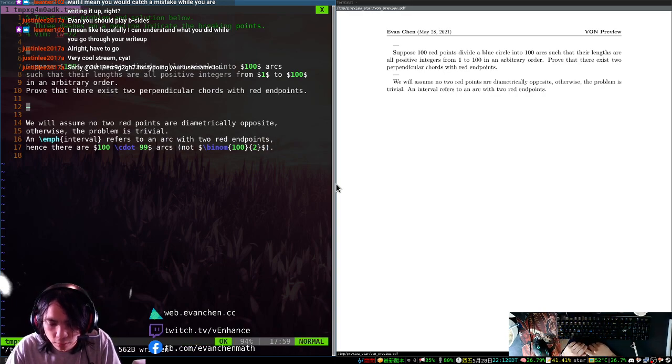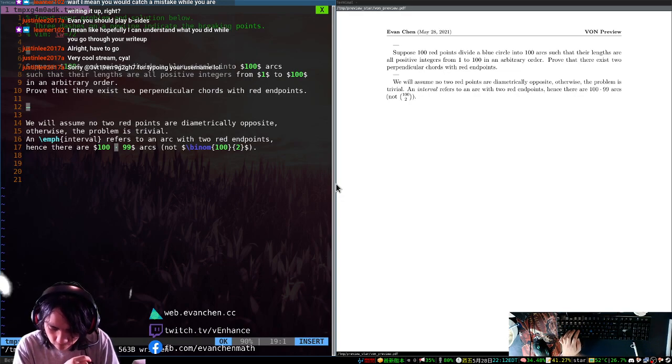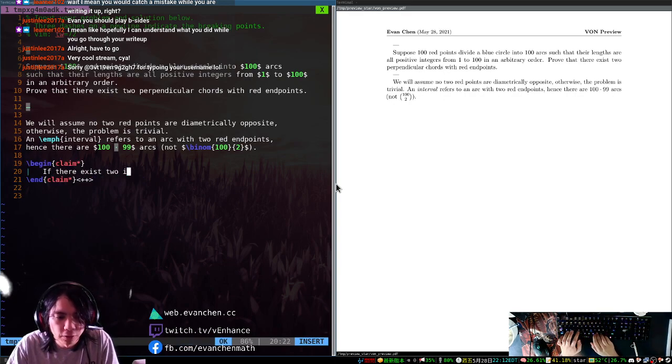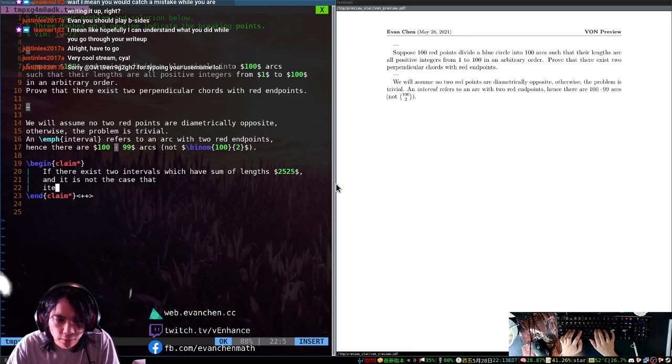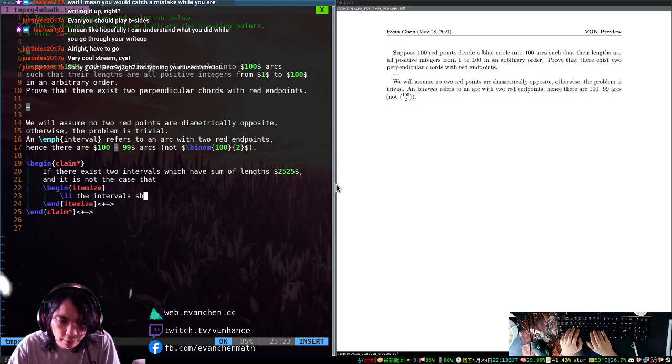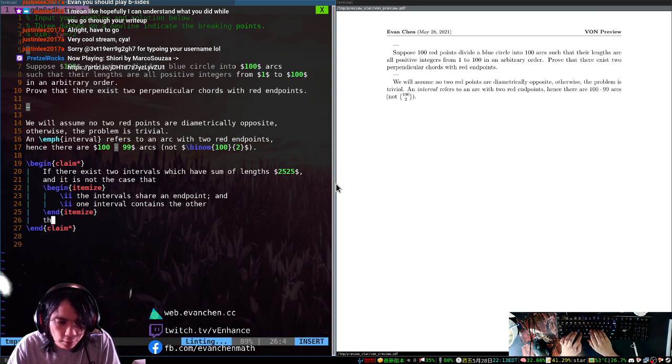That's true, right? Yeah. Claim: if there exist two intervals which have sum of lengths 25, 25, and it is not the case that the intervals share an endpoint, or one interval contains the other, then the problem is solved.